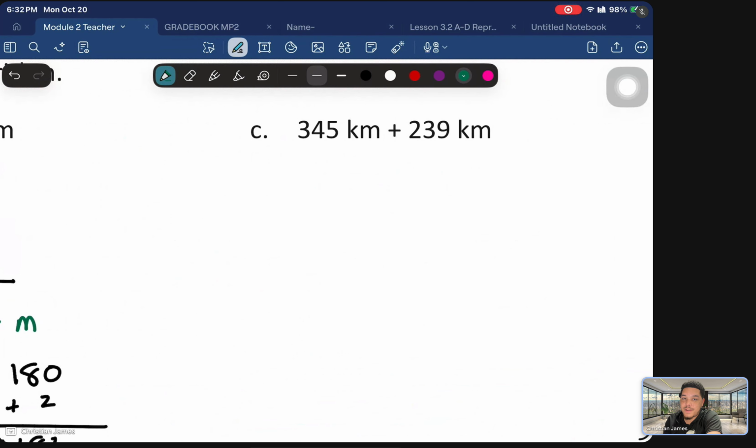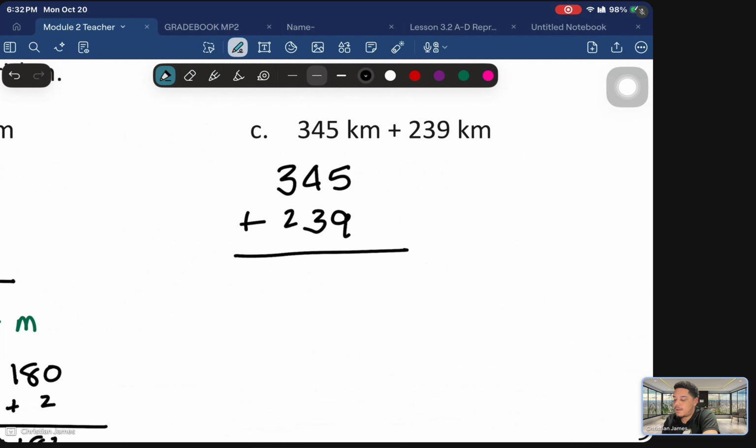I'm going to use place value discs as well as standard algorithm. But let's start with standard. So 345, you always put your biggest number on top, plus 239. Okay, I'm going to draw my place value lines here. Remember to always leave space just to help you out.